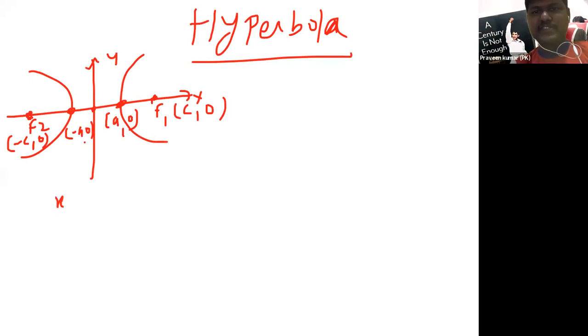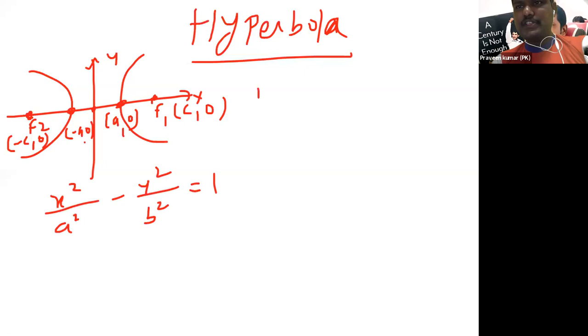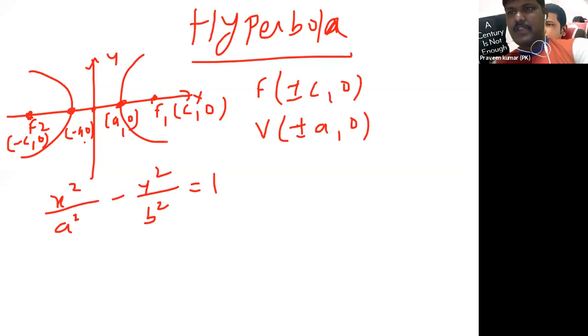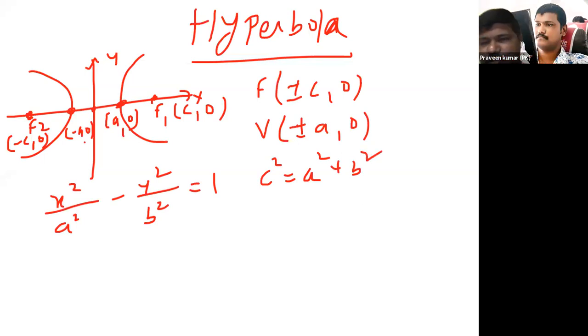The equation is x square by a square minus y square by b square equal to 1. Dear students, the focus formula is the same, plus or minus c comma 0. The vertices are plus or minus a comma 0. But the relation between a, b and c is different. There you write a square equal to b square plus c square. But here c square equal to a square plus b square, because the c value is more than a, c is greater than a.